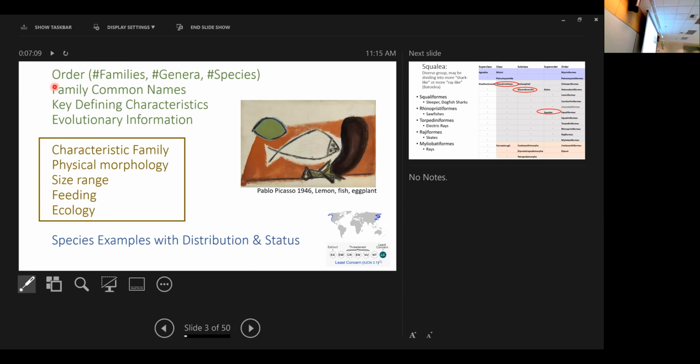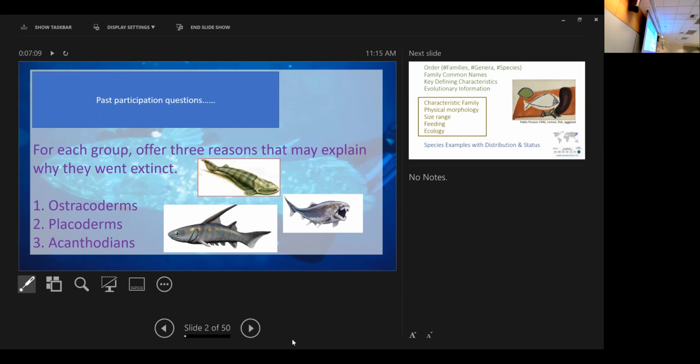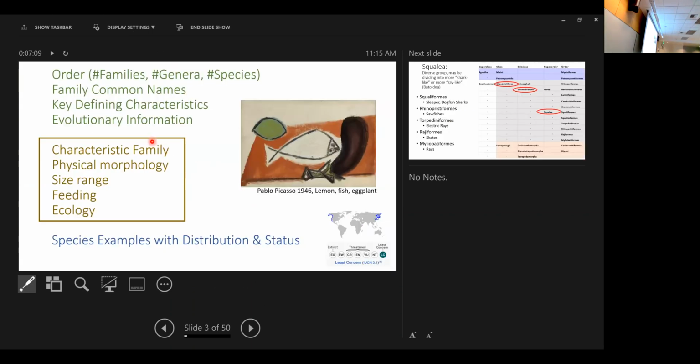And I'm going to basically arrange the slides, that is the taxonomy slides talking about each order, kind of like this. So I'll have listed the families, the number of families, genera, and species, or at least families and species. I'll include common names and then key defining characteristics, and then some evolutionary information. And then in a box, I'll have the key character. So that's about the order. This is about just the general order of the fish.